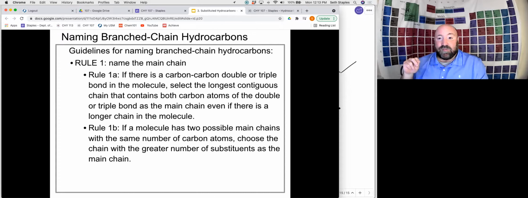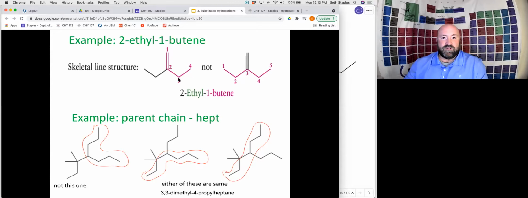It might be possible that there might be 2 main chains with the same number of carbon atoms, depending on what path you take through the compound. If that happens, then your root, your main chain, is going to be the one that has the greater number of substituents, the greater number of branches coming off it. Let's look at examples of both of those.